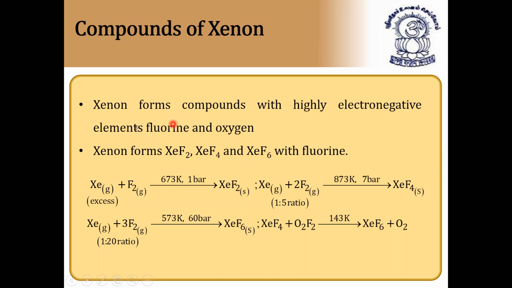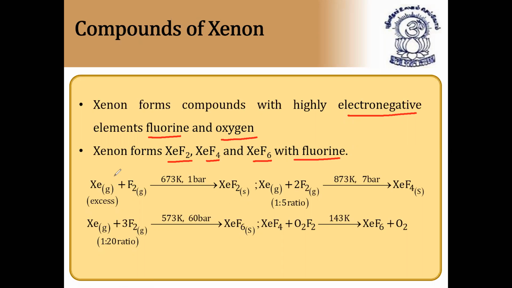And next, coming to xenon compounds. After the first preparation, more compounds came into existence. Xenon forms many compounds with highly electronegative elements like fluorine and oxygen only. So xenon forms XeF2, XeF4, and XeF6 with fluorine. So it forms three compounds with fluorine.